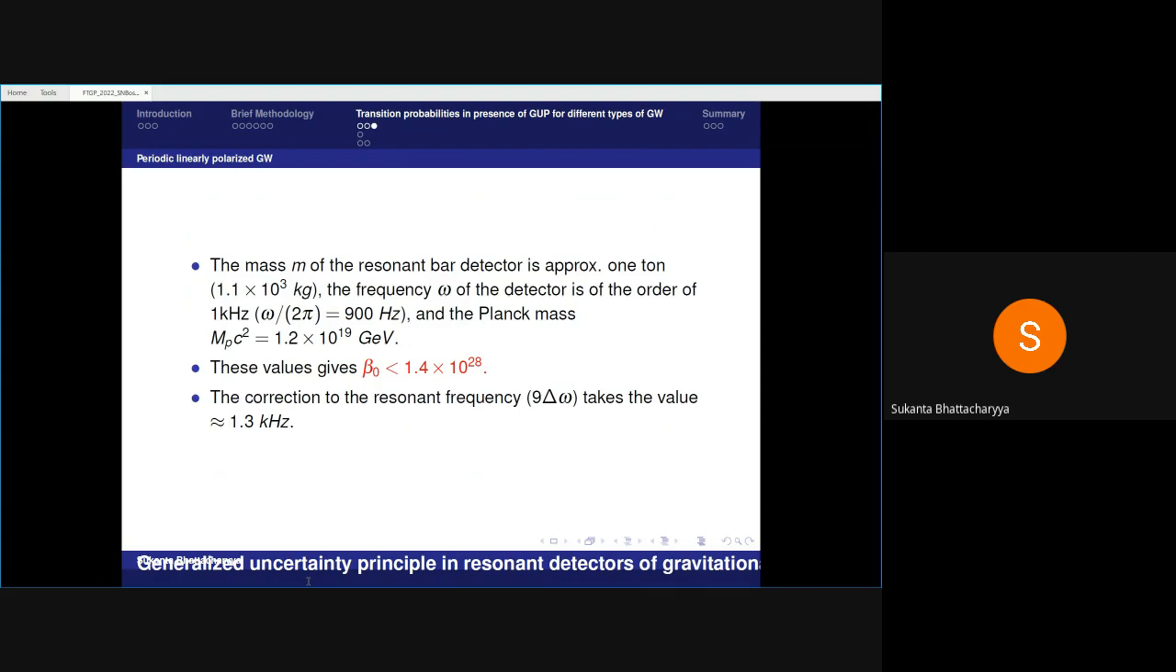Now, if we put in the typical values of the mass of the bar detector, the operating frequency and the Planck mass, we get an upper bound of beta zero, which is beta zero less than 1.4 into 10 to the power 28. And the correction to the resonant frequency, 9 delta omega, takes the value 1.3 kilohertz. Hence, this simple calculation shows that the GUP modes can ring up, in order to be detected by the resonant bar detector. Next.